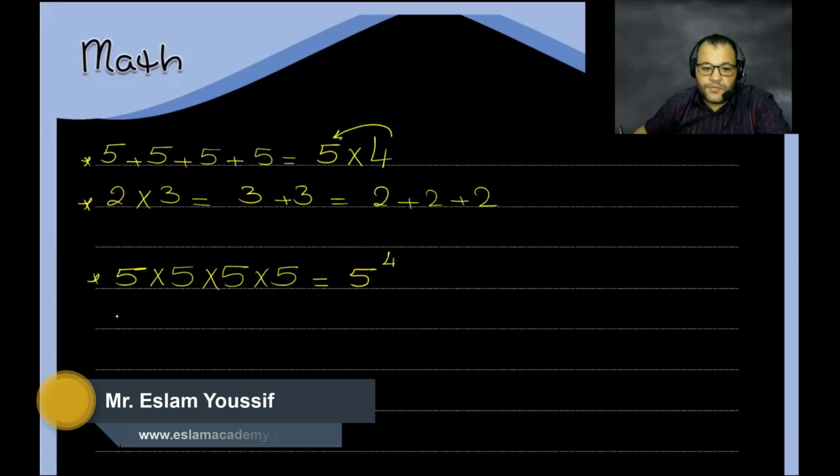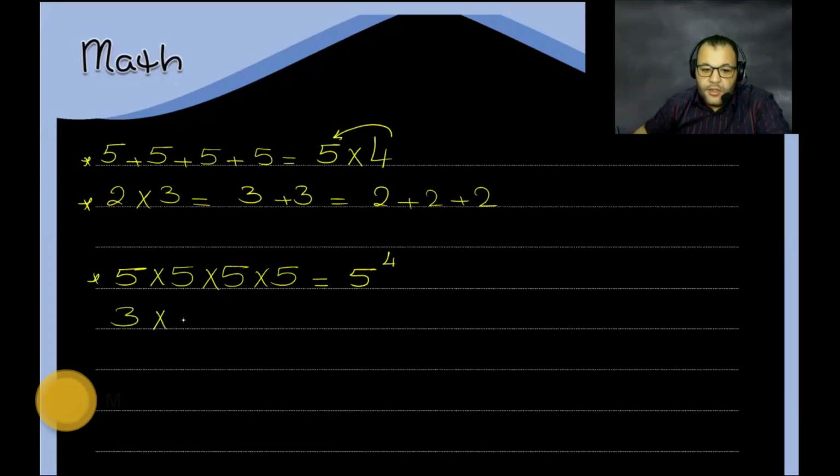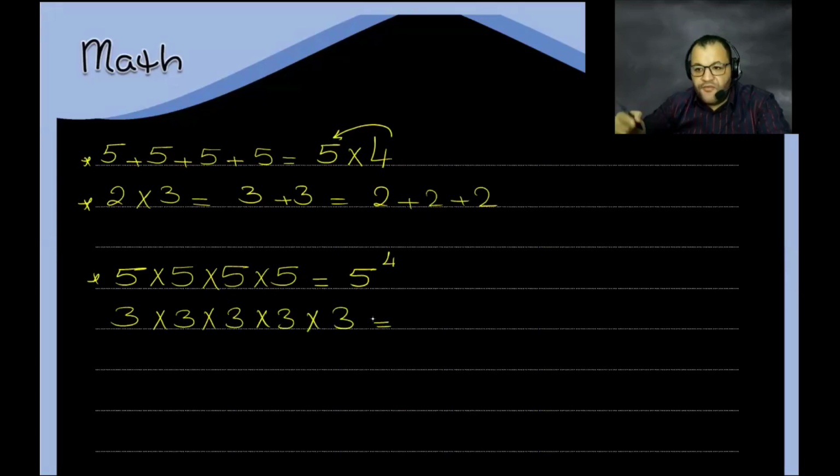Again for this one. When I say 3 times 3 times 3 times 3 times 3, which number has been repeated? 3. 3 is repeated how many times in multiplication? 5. So we can say that this one will be 3 to the power 5. Any problem for this one?